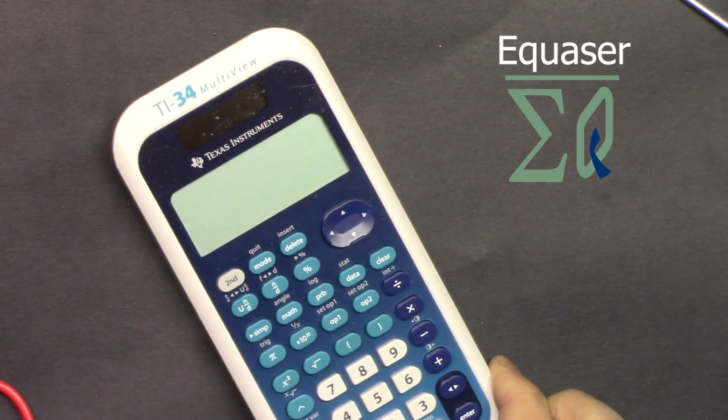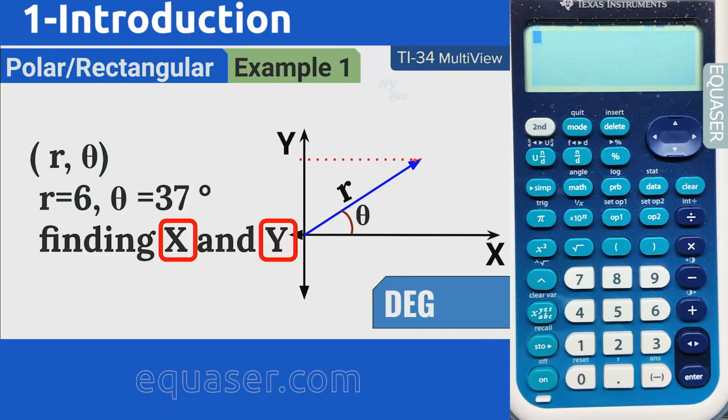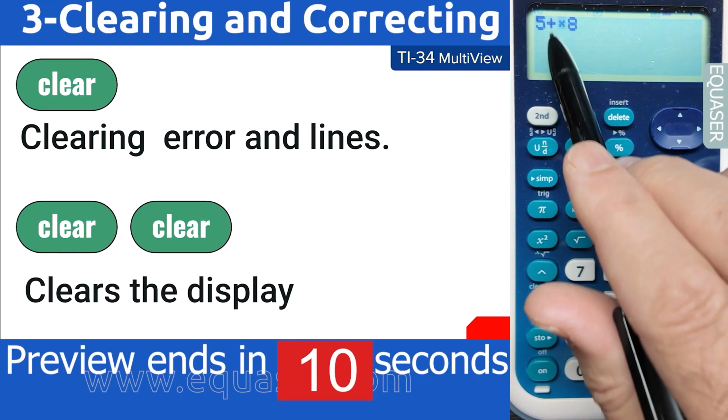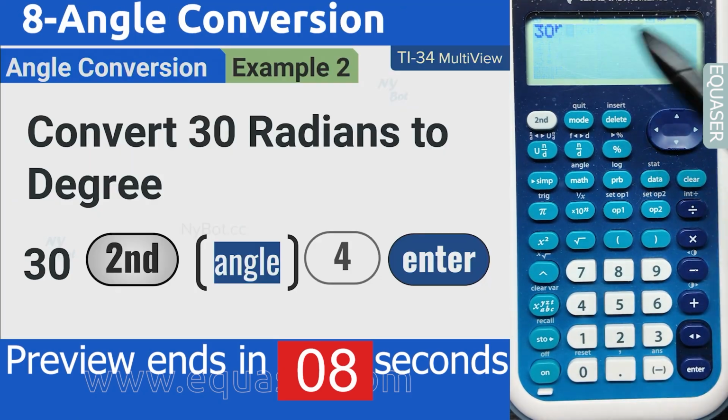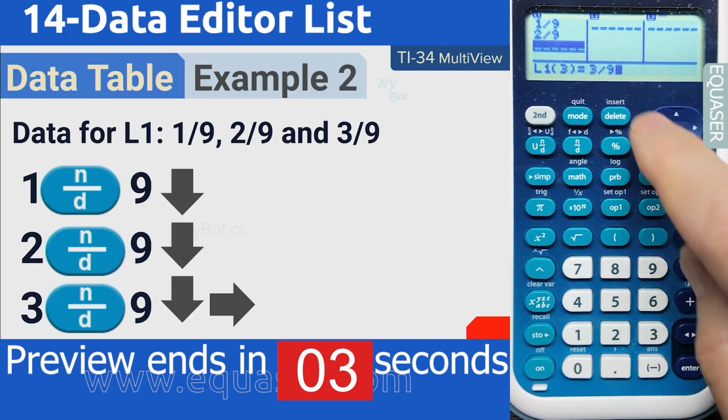In this video we are going to use the TI-34 scientific calculator to do polar and rectangular conversion. This video is part of a full video manual for this calculator. The link to watch that video is below this video in the description.